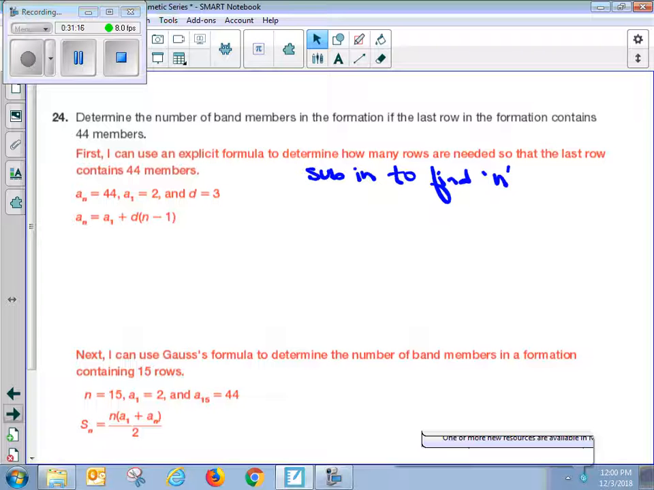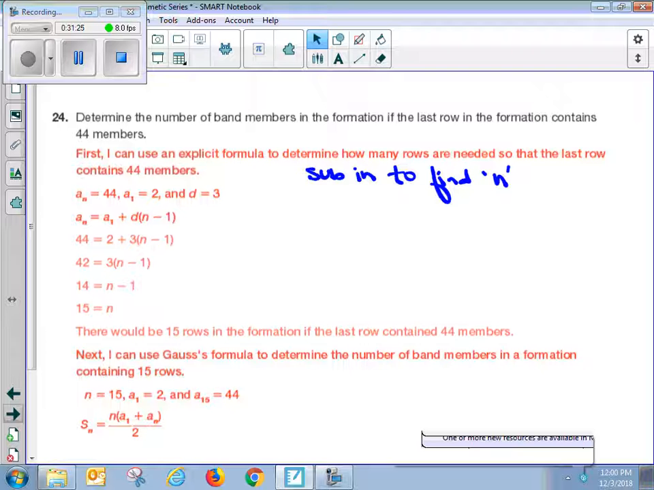So there is your explicit formula. Anybody get a value for n using the explicit formula? Okay. So we have n is 15. What else I could have done is I could have gone back to that original pattern if I wanted, keep counting until I hit 44, and then go back and count how many terms were there. Okay, so am I done? I want to know the number of band members. So now you're going to Gauss's formula, and you're going to plug in the n is 15, the A1 is 2, the A sub 15 is 44, and I'll let you finish that all by yourself.